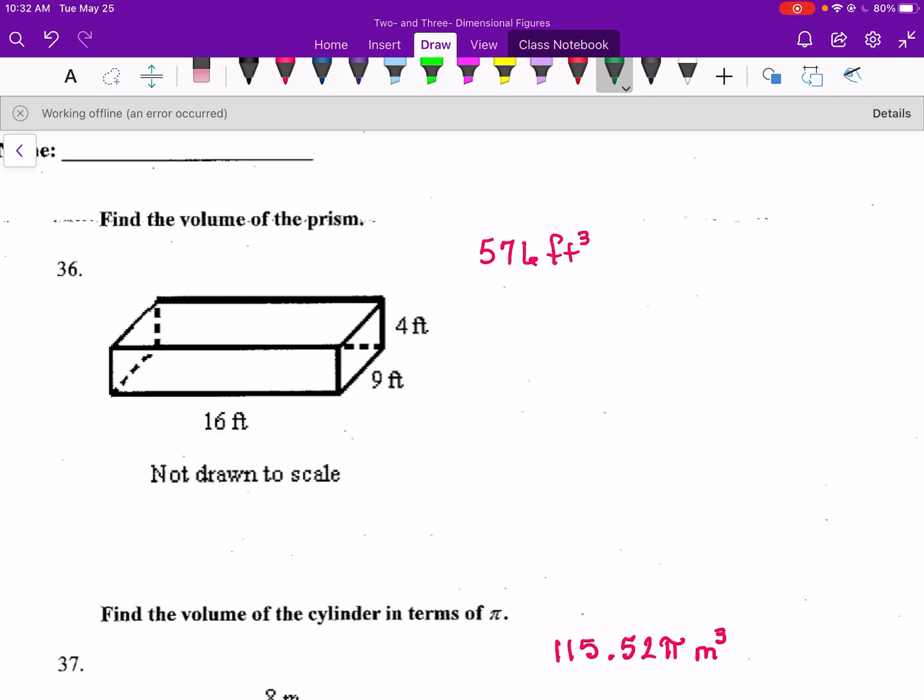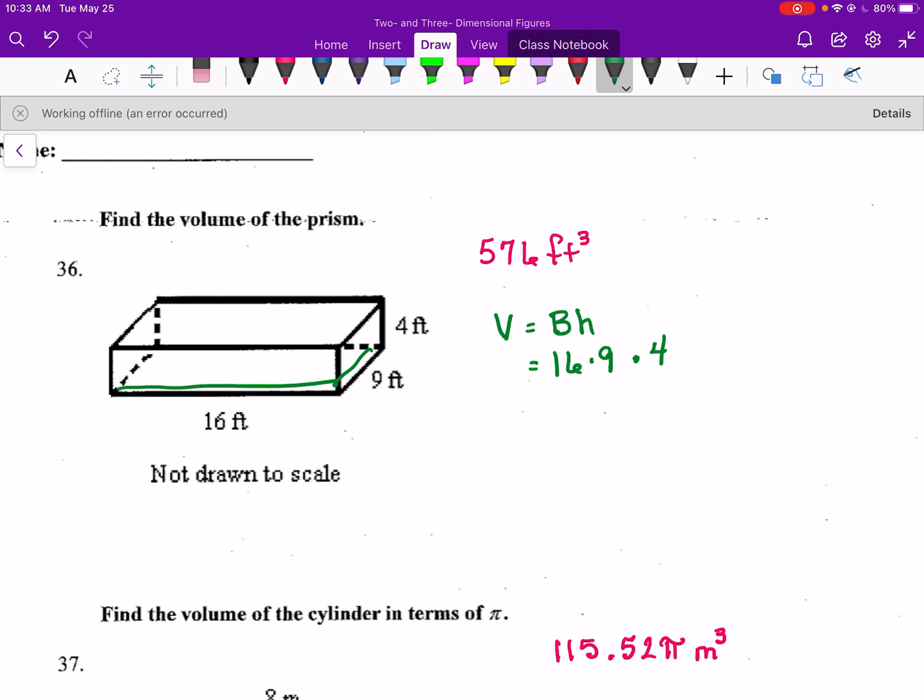All right, so it says find the volume of the prism. If you look at your formula sheet, it will say area of the base times the height. The base is a rectangle, so that would be 16 times 9, and then your height is 4. Punch all those together and you'll get the 576 feet squared.